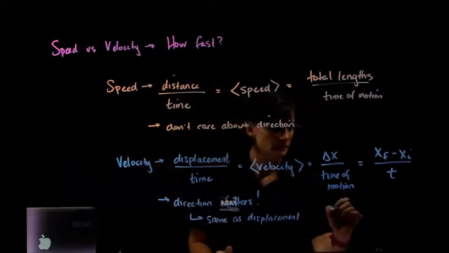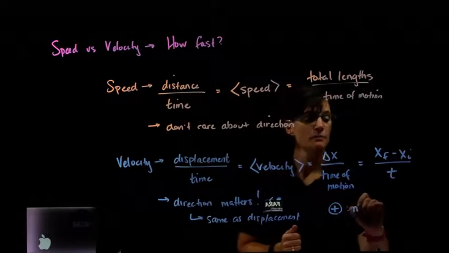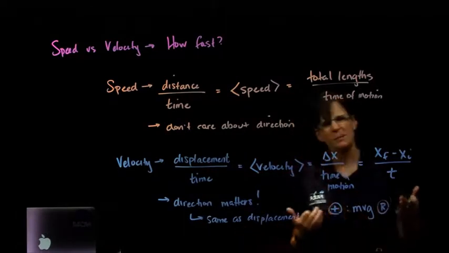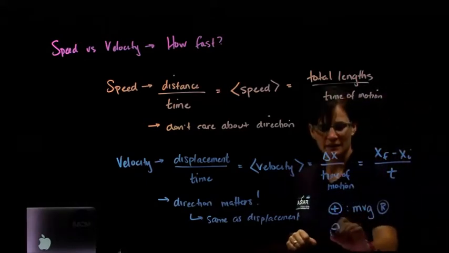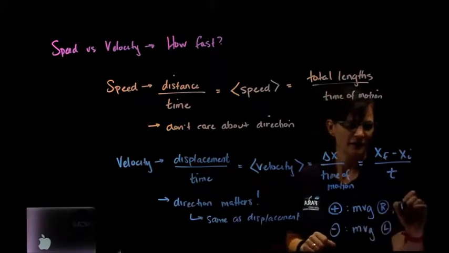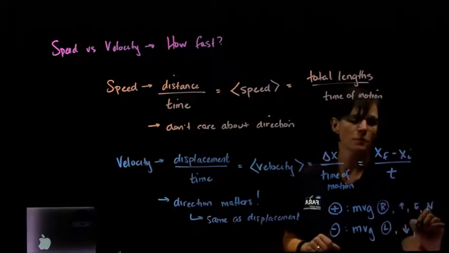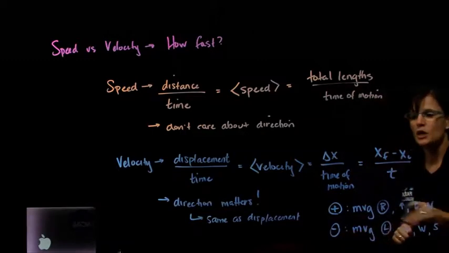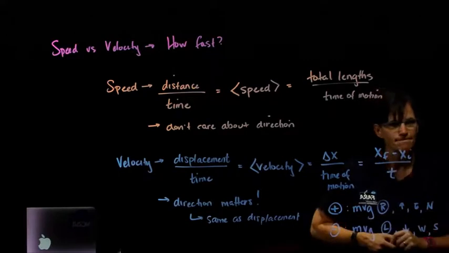So a positive velocity means that I'm moving to the right, or up, or east, or north, using those conventions. A negative means that I'm moving to the left, or down, or west, or south if we use our conventions. So direction is important for velocity.